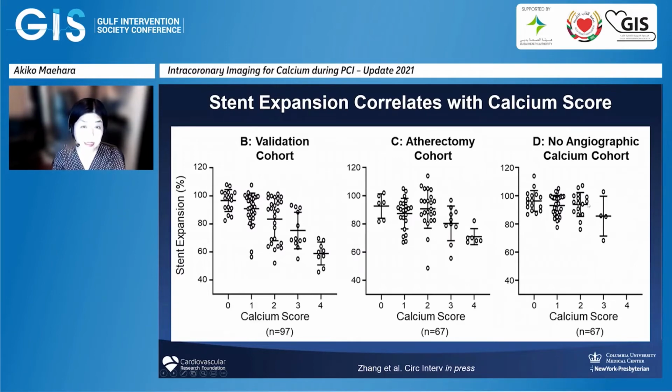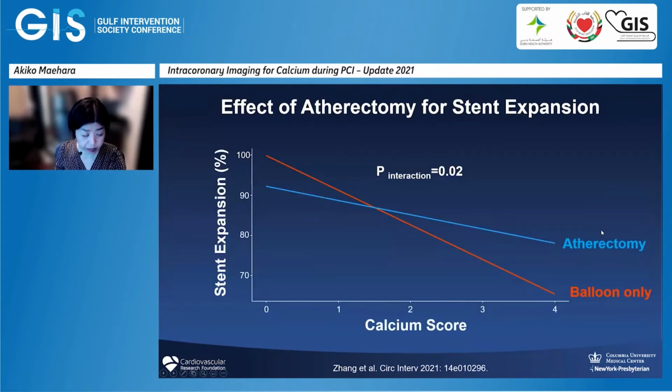So that's very consistent, meaning that if we don't see angiographic calcium, we are less likely to see calcium. So there is a very clear interaction between the calcium score and stent expansion in relation to atherectomy usage. Meaning that if the calcium score is high and you do atherectomy, you can get good stent expansion.